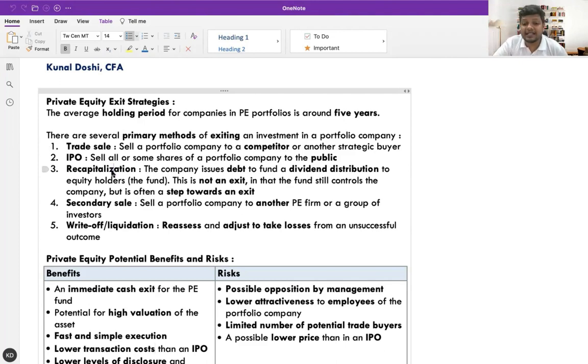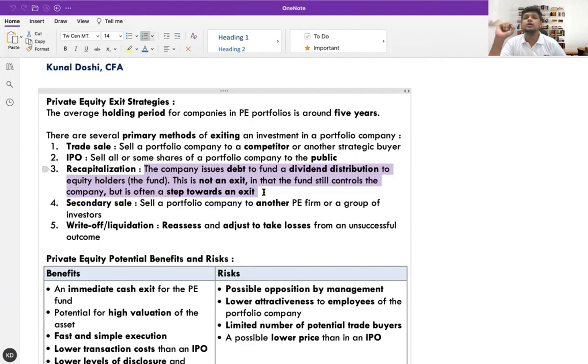The other way is recapitalization. This is a very complicated way, and many times the authorities or regulators do not allow it. Why? I'll discuss that, and even when I do, you will not be 100% convinced. But let's see. The company issues debt to fund a dividend distribution to the equity holders. Are you getting it? So equity shareholders are paid back, how? By raising debt capital in the company, right? The company issues debt, and that debt is used to pay the equity shareholders. Is this an exit? No, but it is a step that the investors take when planning to exit.